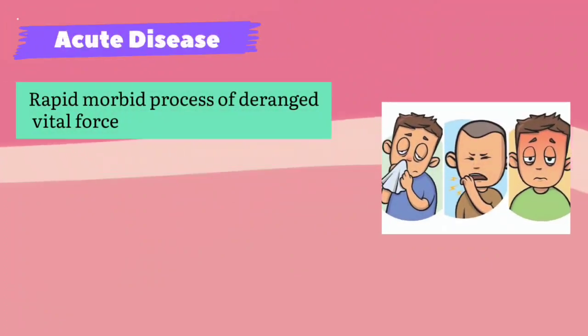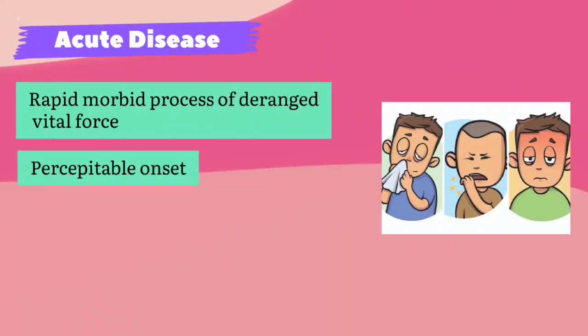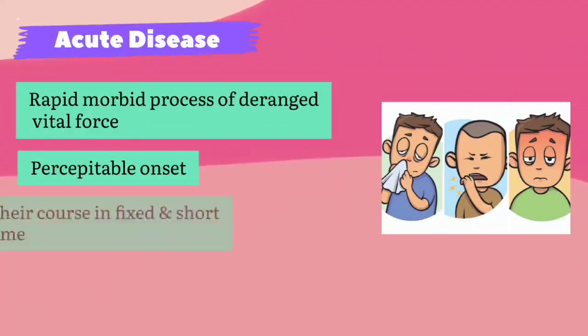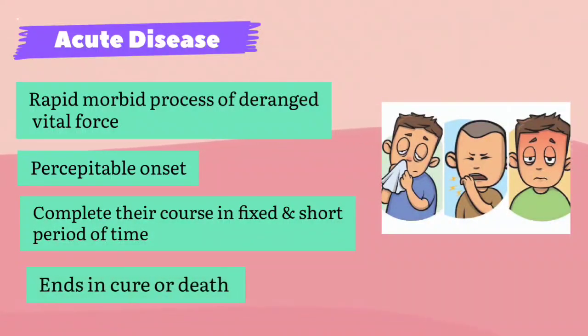Acute diseases have following characteristics. These are rapid morbid processes of the deranged vital force. They have a perceptible and easily seen onset, complete their course in a fixed and short period of time, and it can either end in cure or death.